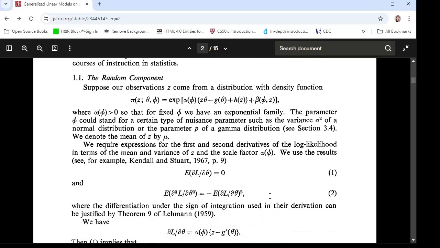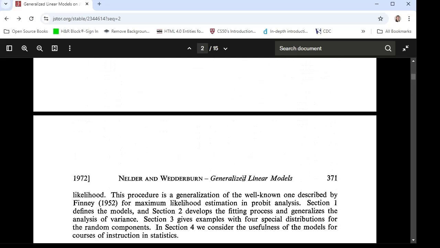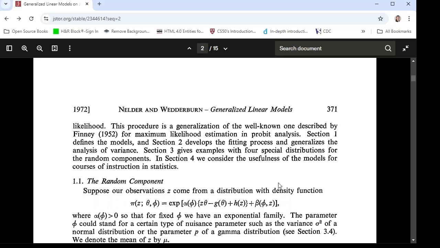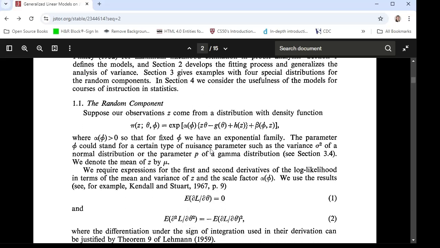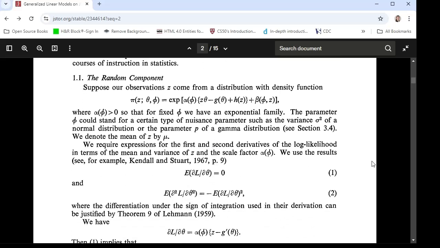Alright, so in this video, I'm going to continue my discussion of generalized linear models, this foundational paper. And I'll include the link to this playlist and this paper in the description of this video. But in the previous video, we showed equation 1, so now we're just going to discuss equation 2.